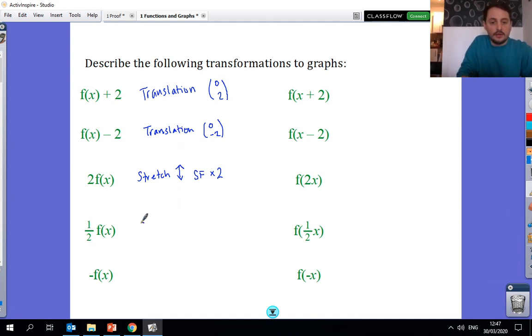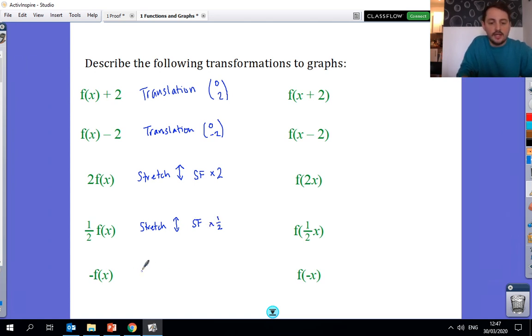This one is also going to be a stretch, and it's also in the up and down direction because it's outside the function, and this time the scale factor is a half, so all of the y coordinates are being halved, so it's actually going to end up being sort of more squat. It's going to be closer to the x-axis because all the y coordinates are being halved.